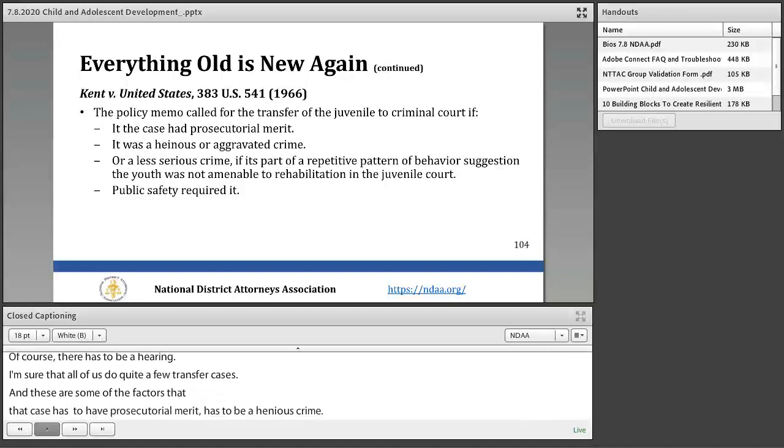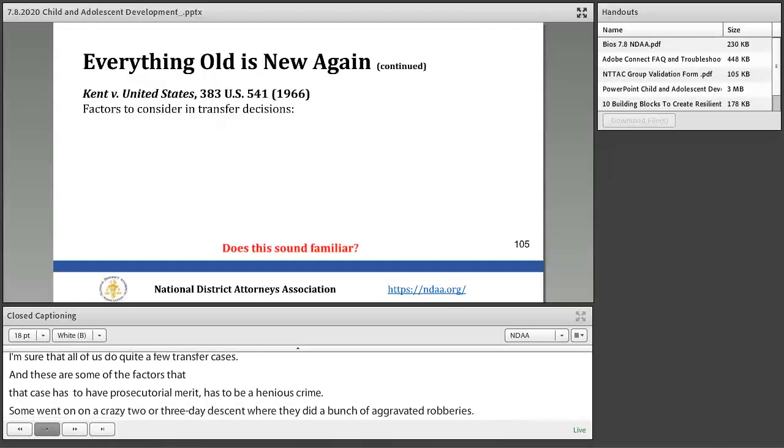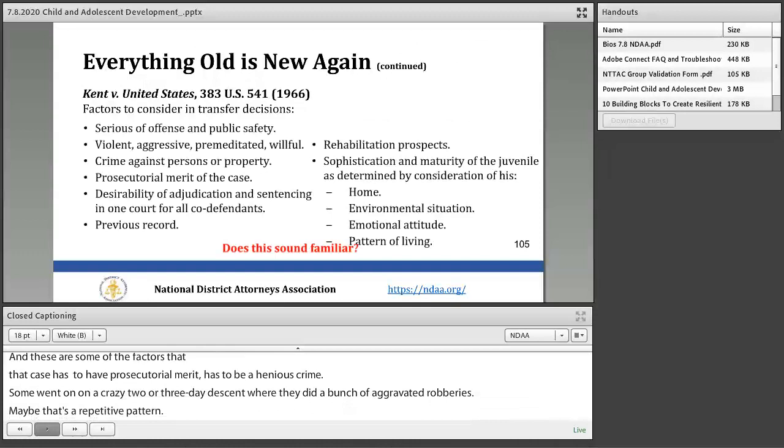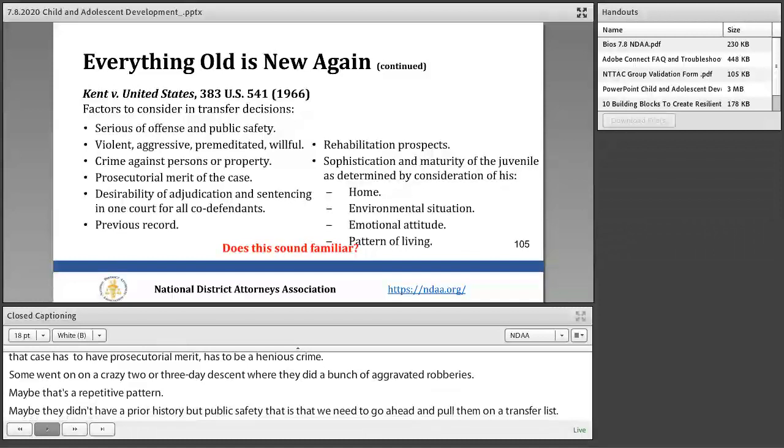We've all had those where, I've had groups of kids where they went on a crazy two or three day stint where they did a bunch of aggravated robberies and they're going to get transferred. So it's the repetitive pattern. Maybe they didn't have much of a history, but public safety required that we go ahead and put them on a transfer list. And that's not any different.